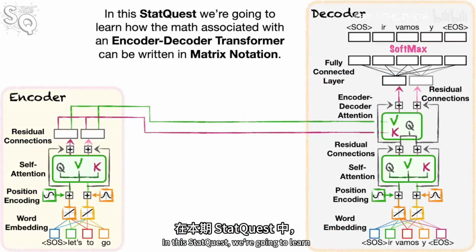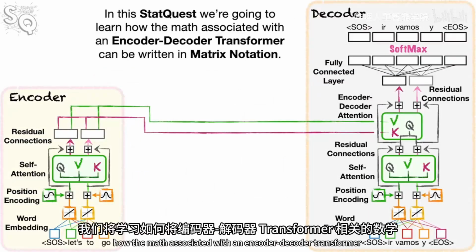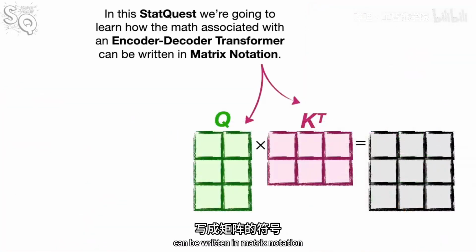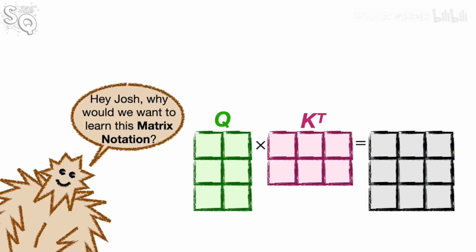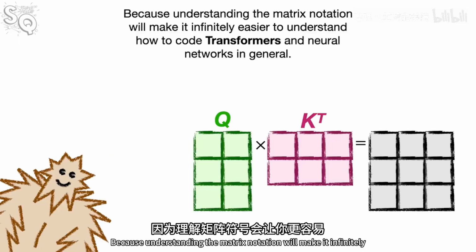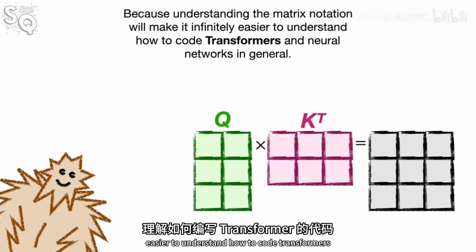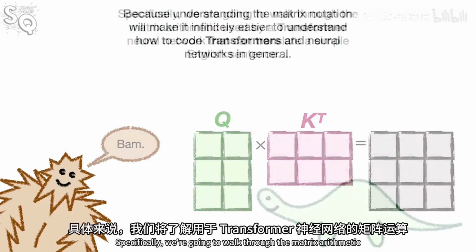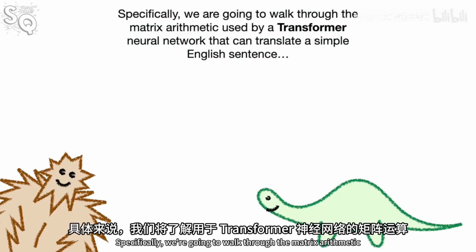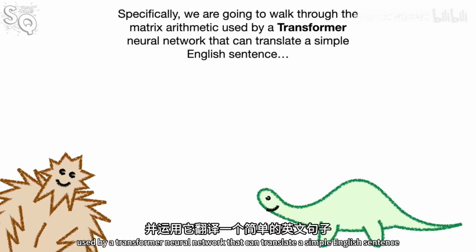In this StatQuest, we're going to learn how the math associated with an encoder-decoder transformer can be written in matrix notation. Hey Josh, why would we want to learn this matrix notation? Because understanding the matrix notation will make it infinitely easier to understand how to code transformers and neural networks in general. Bam!